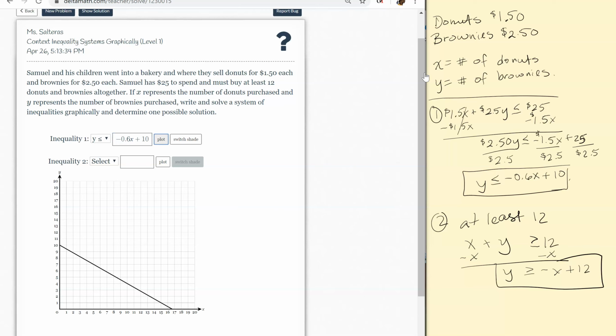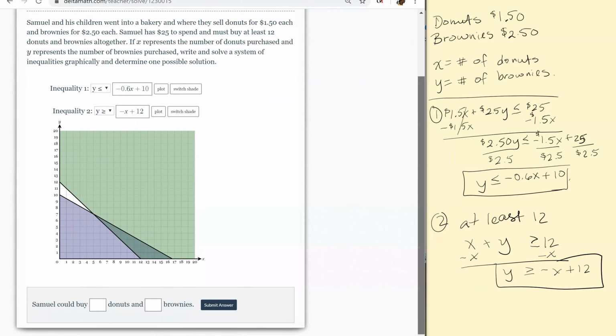It's less than, so the shading should be below. Perfect, don't have to switch it. Your second one is y is greater than or equal to negative x plus 12. Go ahead and press plot. Since it's greater than, it should be shaded above the line, so we have to switch shade. I just have to click that twice.